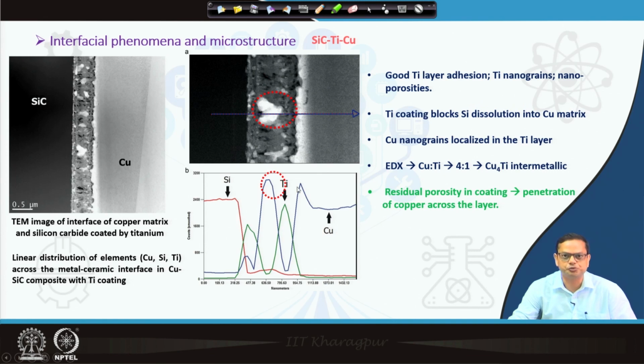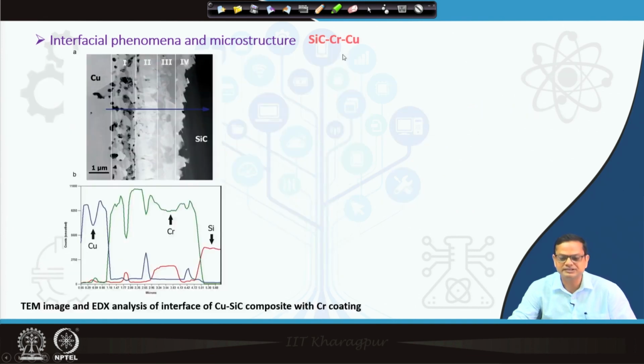Let us look into the next one, which is SiC, copper, chromium, copper. That means one side is SiC and then you have copper, and in between you have the chromium layer. That means the SiC particles now have been deposited with this chromium layer. Now, here you see the layer is quite complex in nature. That means, from the copper side to this side, you see the morphology of the coating is changing, the microstructure of the coating is changing.